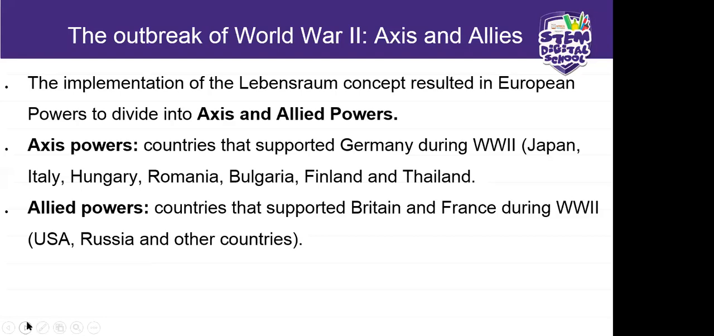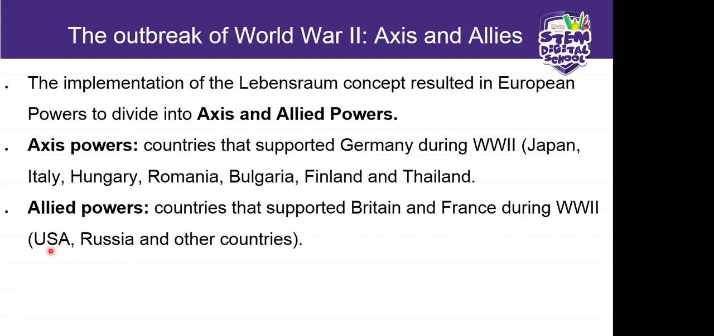Okay, and then we look at the outbreak of World War II, the Axis and the Allies. So there was the implementation of the Lebensraum concept, which resulted in European powers dividing into Axis and Allied powers. So what were the Axis powers? These were countries that supported Germany during World War II. And these were Japan, Italy, Hungary, Romania, Bulgaria, Finland, and Thailand. So these countries were called Axis powers. They supported Germany during World War II.